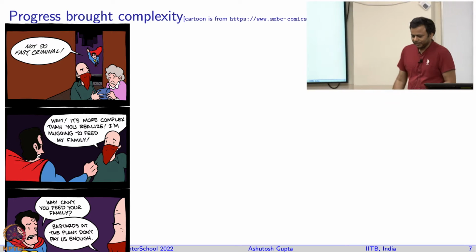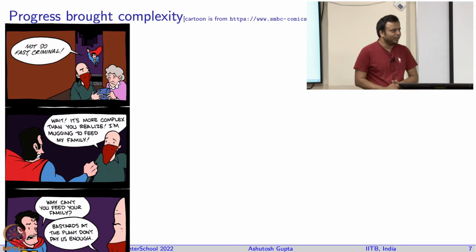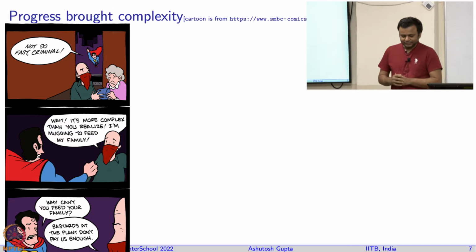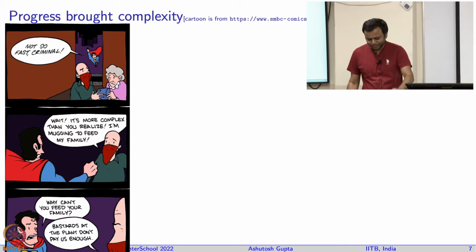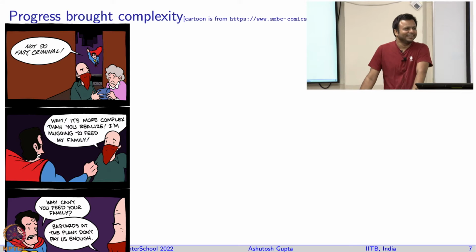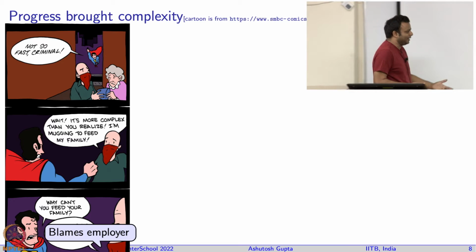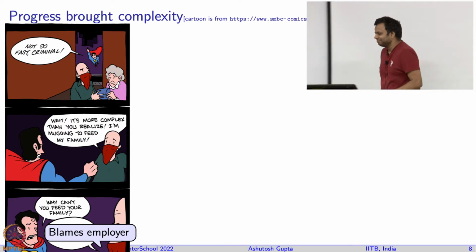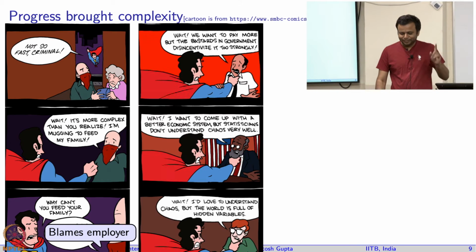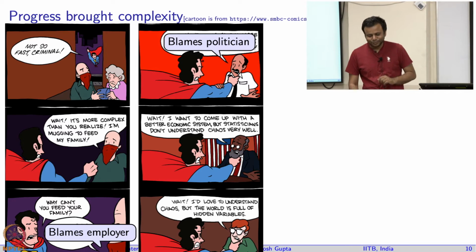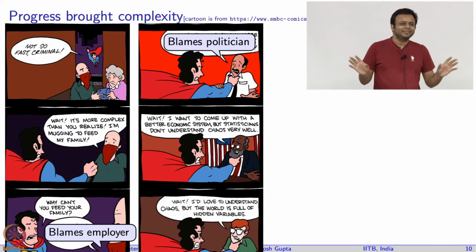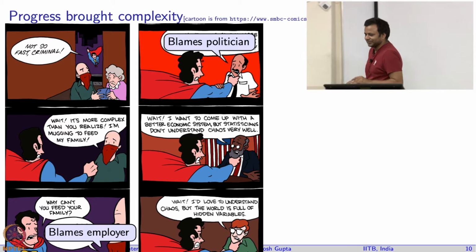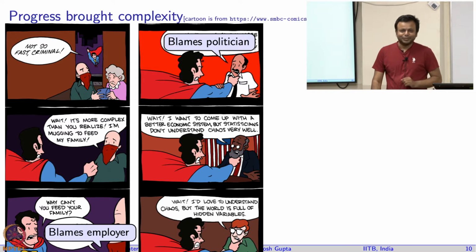So this is a nice cartoon I found somewhere. Superman is trying to save a lady from a criminal, and the criminal says, I'm not a born thief, I'm doing this because I am poor and I need to feed my family. My employer doesn't pay me enough, so I'm stealing. So Superman says, I'm going to punch the employer. The employer says, no, economic policies are so complicated that I'm not able to pay my employees well enough. He blames the politicians, saying it's the politicians' fault. Then Superman goes to punch the politician.